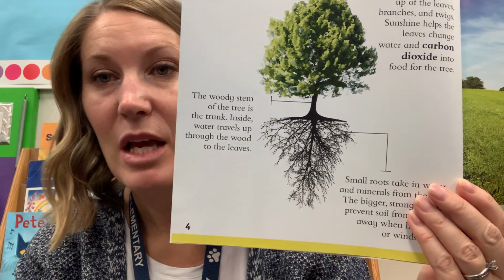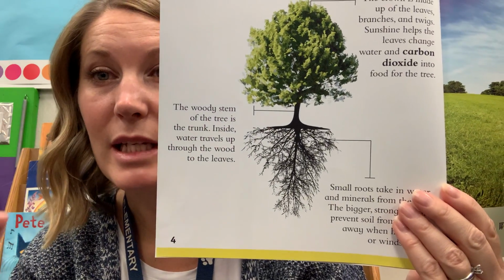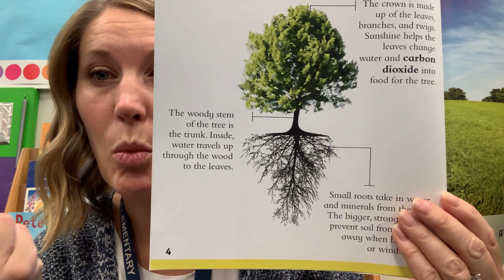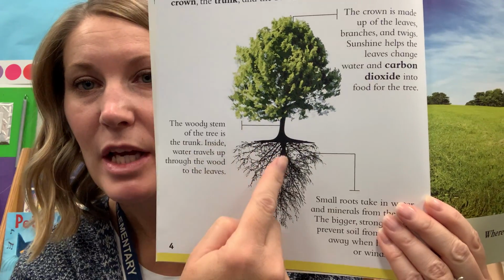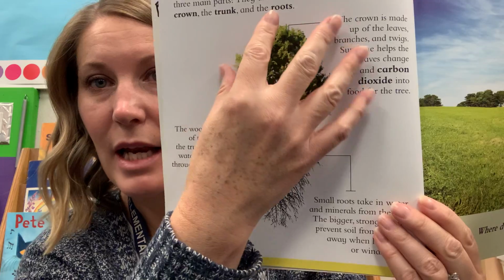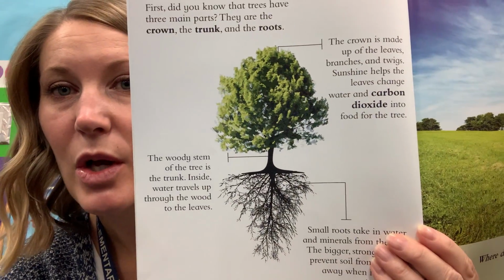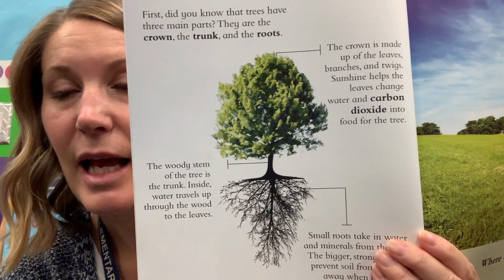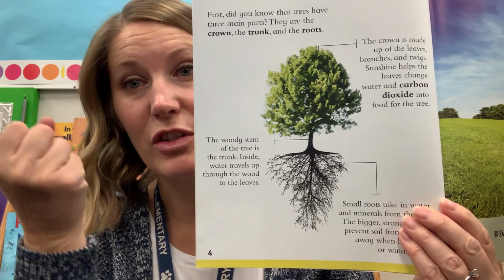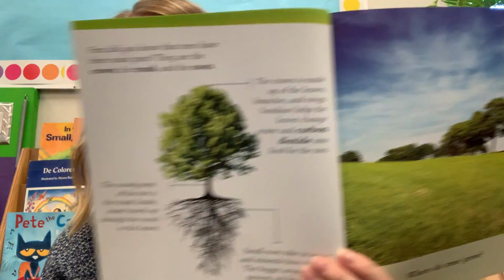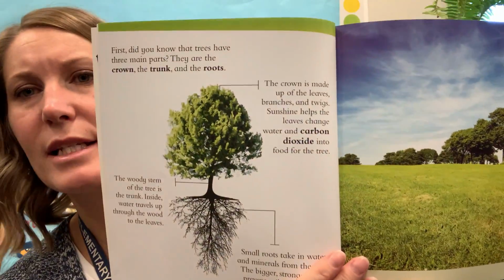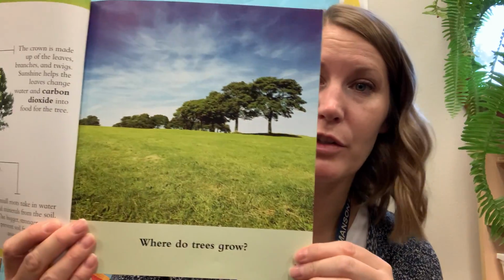And that gets nutrients and good stuff out of the ground, and the water kind of sucks it up. It travels up the trunk and into the crown where the leaves can collect sunlight and it turns it into food for the tree. And just like you need food to grow strong, trees need food to grow tall and strong. Where do trees grow?